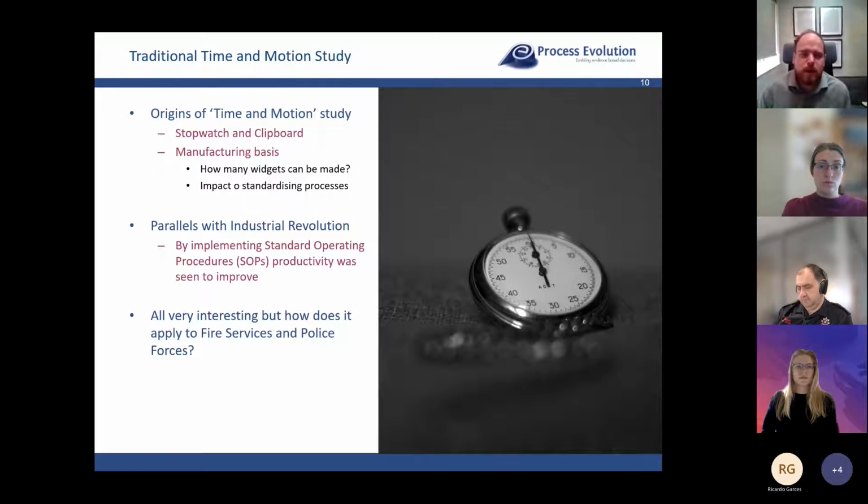So from this point of view, very much parallels with the Industrial Revolution. And what came out of this was this idea of SOPs, or standard operating procedures. If we can do things in a standard way, how do we make sure that we are being as productive as possible? Productivity sounds almost like a nasty word just now, but it's that idea of, if we can get through the work and do it properly, but as fast as possible, you can be more productive or get through a greater workload. Very much from a manufacturing point of view. So then there's a question of, how do we apply it to our organizations?